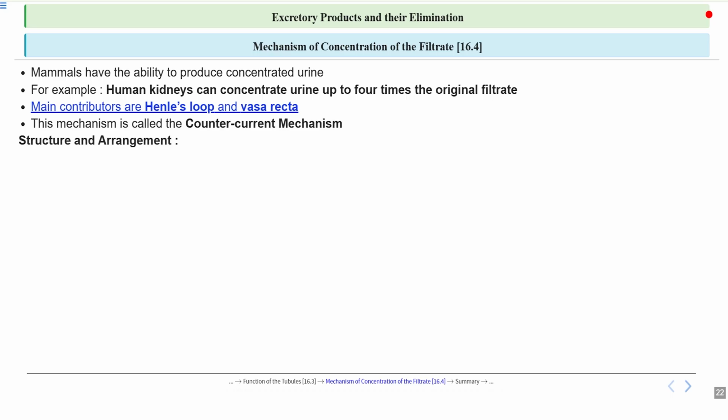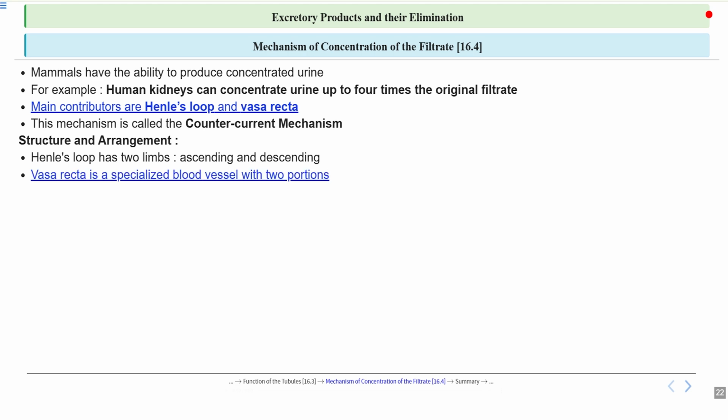Let's focus on the structure and arrangement of these components. Henle's loop has two limbs, the ascending limb and the descending limb. Each limb has a unique role. The vasa recta is a specialized blood vessel with two portions. It's like a parallel pipeline running alongside Henle's loop to maintain the concentration gradient necessary for water absorption.